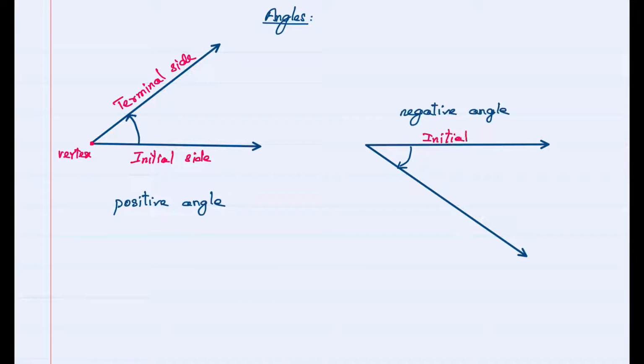And in this case, this is the initial side and this is the terminal side. And the common point is called the vertex. Therefore, based on the direction of rotation, the angle can be a positive angle or a negative angle. There are several units for measuring angles. The more familiar unit of measurement is degrees.